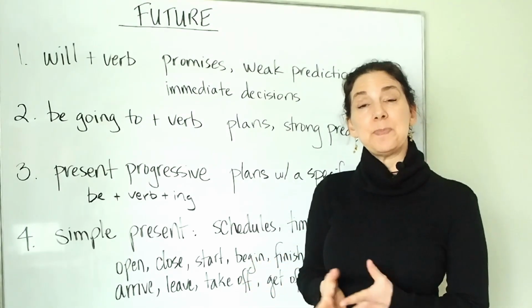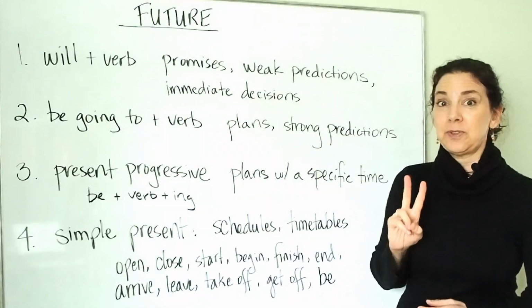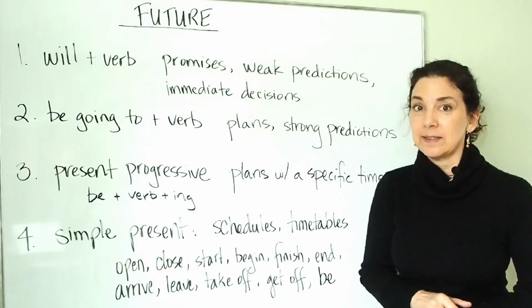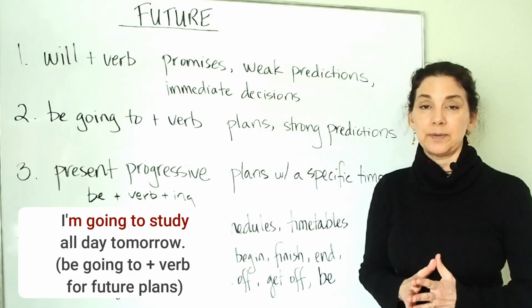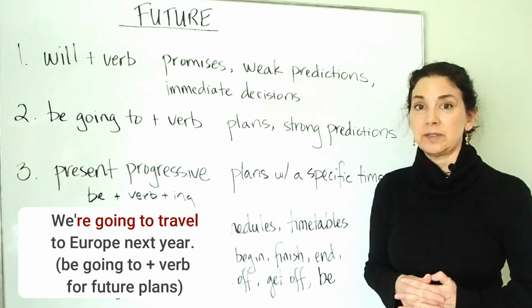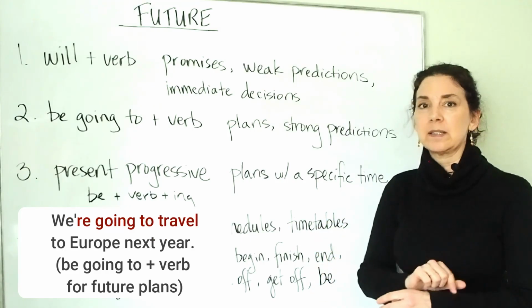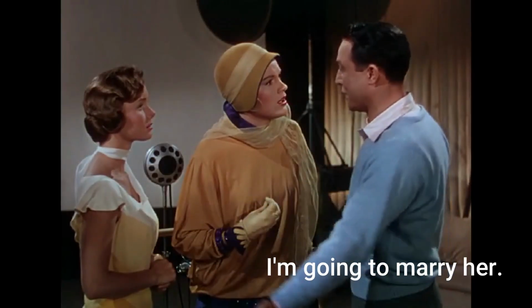So when do we use be going to plus verb? We use be going to plus verb for 2 things. First, for plans. For example, I'm going to study all day tomorrow. Or we're going to travel to Europe next year. Those are plans. Those are things that I know I am going to do. I'm going to marry her.